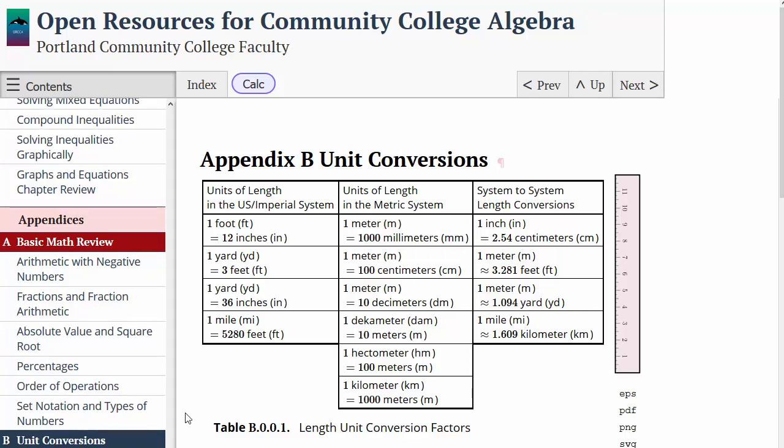To determine how many centimeters are in 1 inch, we'll look at the table with the title Length Unit Conversion Factors. This goes from one length measurement to another, and we can see there are headings up here: units of length in the US/imperial system, units of length in the metric system, and system-to-system length conversions. In the system-to-system one, we're going to see that 1 inch is equal to 2.54 centimeters, and that's the unit conversion factor that we're looking for.